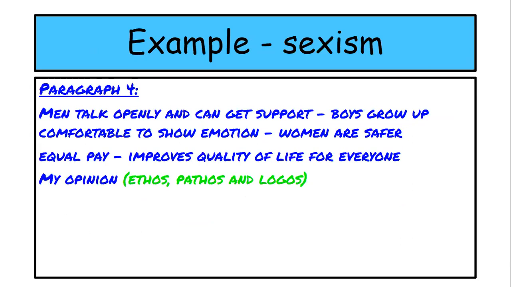So for me, what I think an ideal world would look like: men talk openly and can get support about their feelings. Boys grow up comfortable to show emotion, and women are safer. Equal pay improves quality of life for everyone. And then I would give my opinion, and now I'm going to start to use some of those more complex ideas and language devices from Miss Robinson's lessons: ethos, pathos, and logos. So I'm going to look at the different ways I can appeal to my audience there, okay?